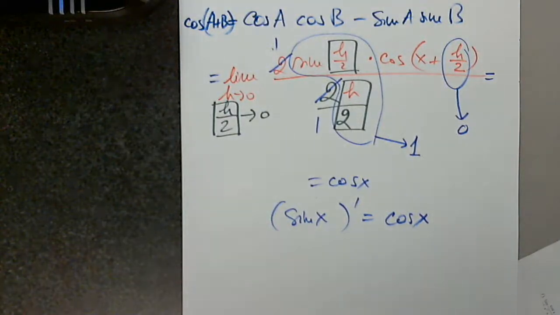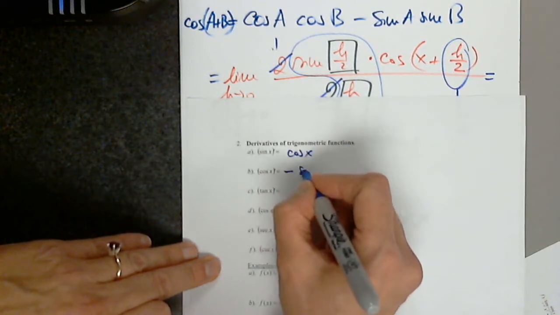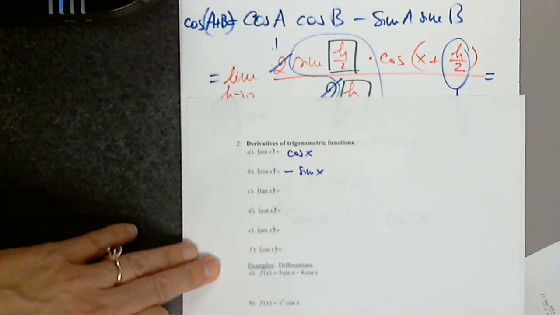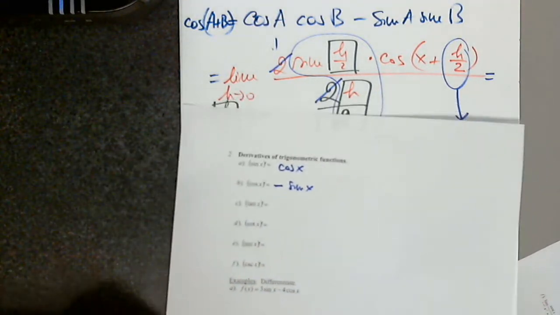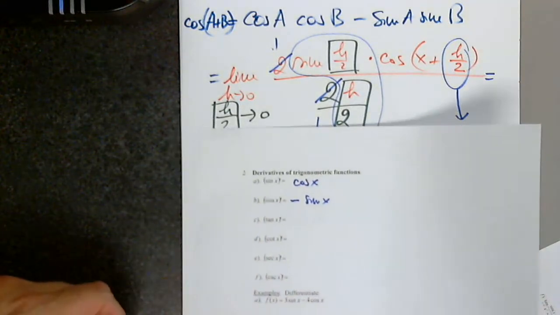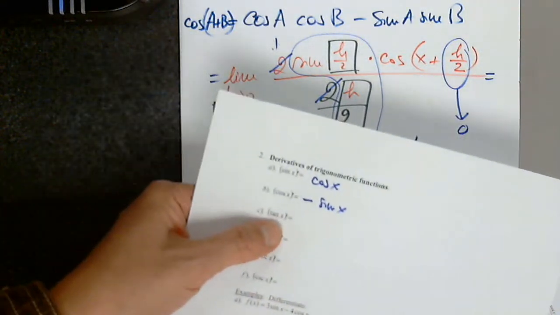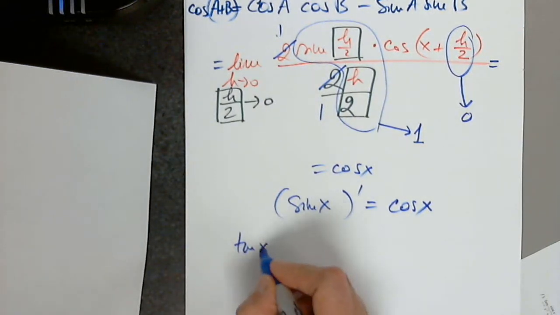Finish this up if I can find my second. Okay, so sine x prime is cosine x, negative sine x. You can give it a shot and try it. You have to use a lot of identities from trig and you will get it. Now I want to determine tangent prime, not with the definition.